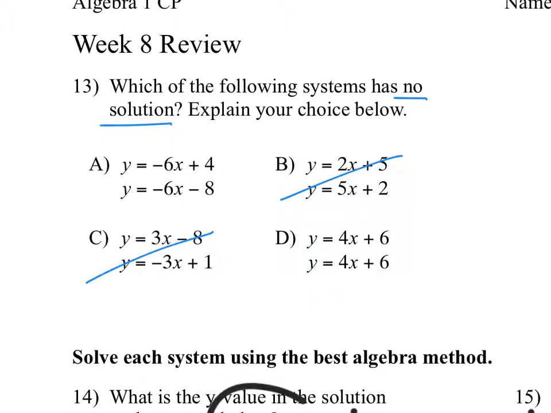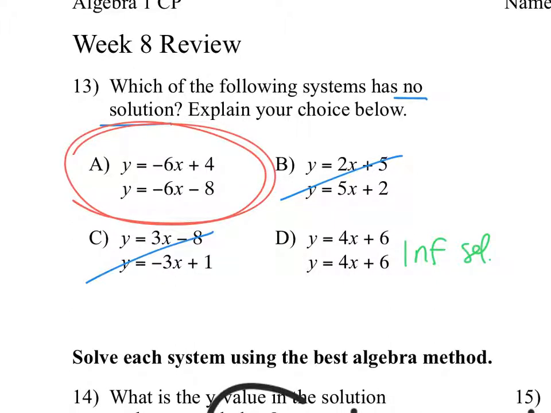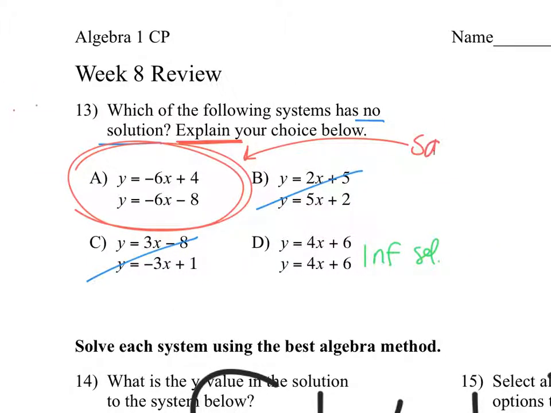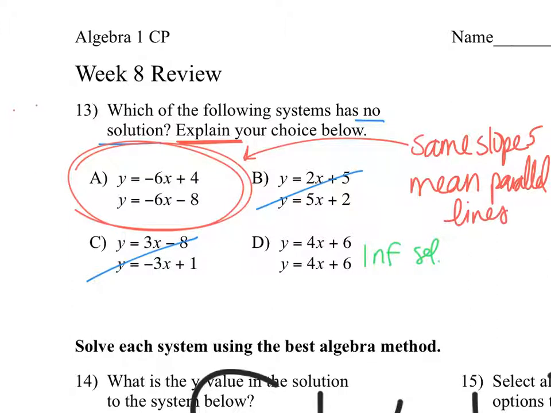D is the exact same equation. So D is actually an example of infinite solutions because that's the exact same line twice. This is asking for no solution where they're not going to intersect at all. So A is my example of no solution, and it does say explain, which you're going to have to do on your test tomorrow, and really you just need to say something to the effect of same slopes. So this is what I'm going to write. Same slopes mean parallel lines. Because I know that parallel lines mean they're not going to intersect.